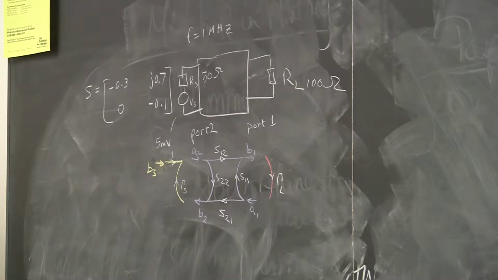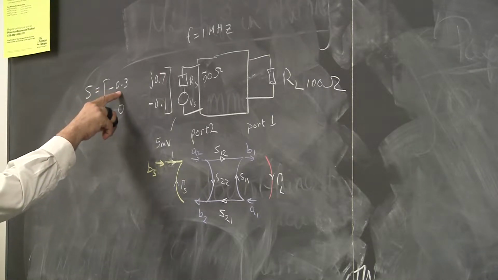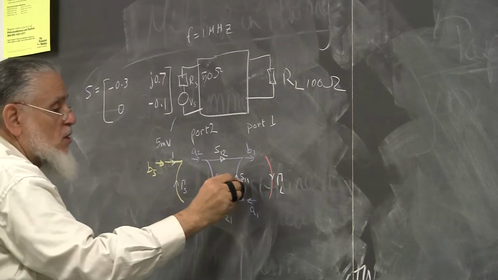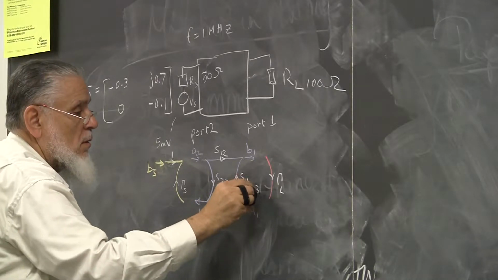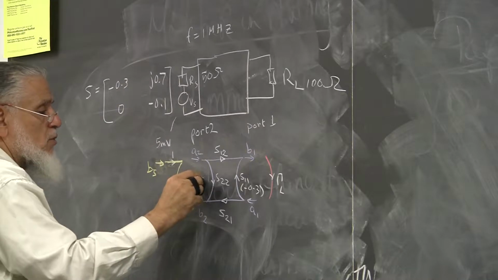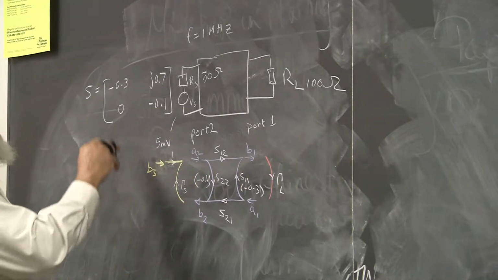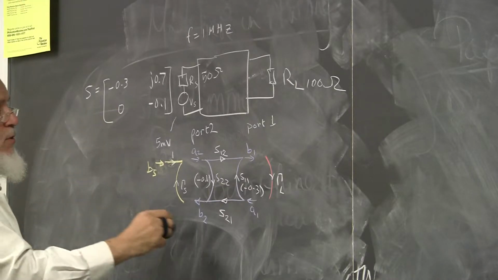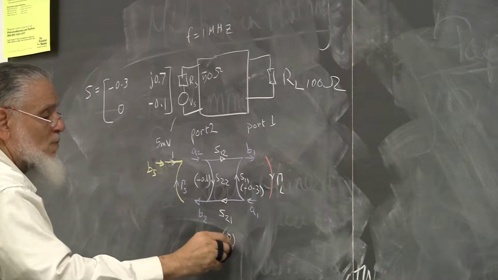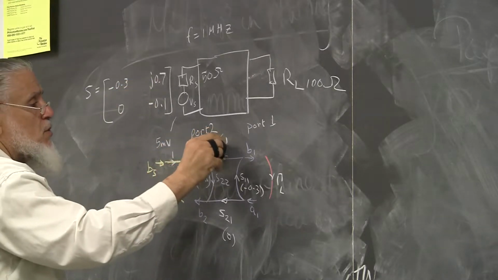Now, number-wise, S11 is minus 0.3, so this one here is minus 0.3. S12 is minus 0.1, so this one here is minus 0.1. And then S22 is 0, so this one here is 0. And S21 is j0.7.